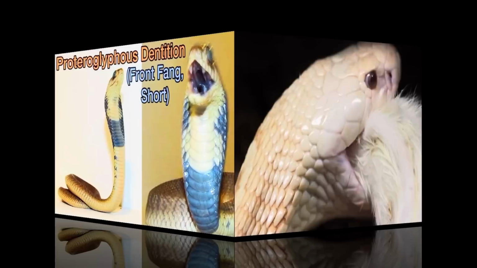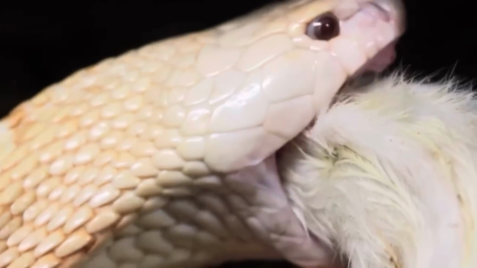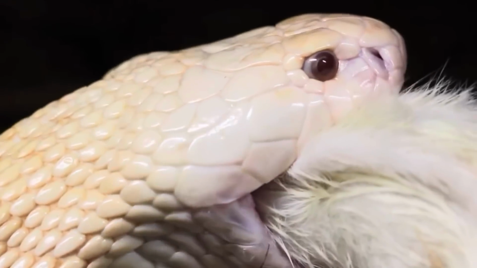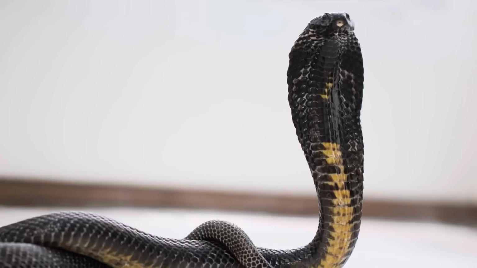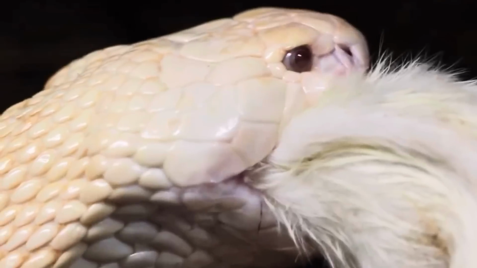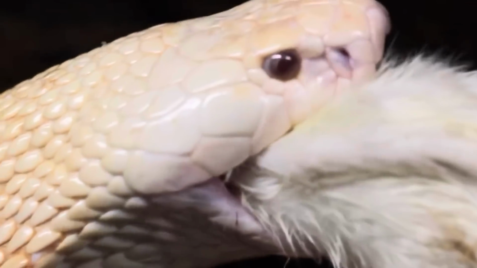Neurotoxic dentition, which is Greek for a groove at the front. This type of dentition is possessed by elapids. Elapids are the family of snakes that include cobras, mambas, coral snakes, taipans, death adders, and many more. Their fangs are at the front of the mouth. They're very short and fixed.